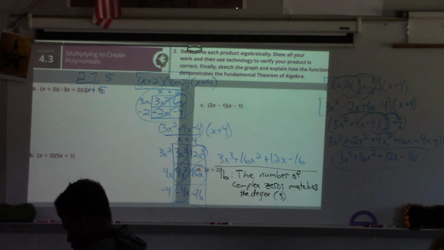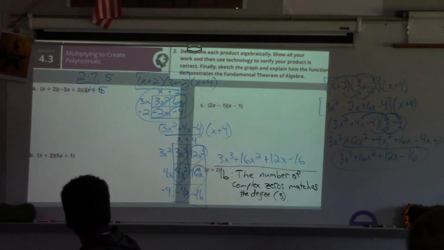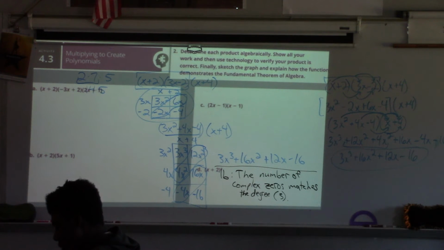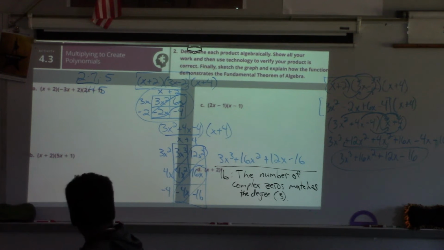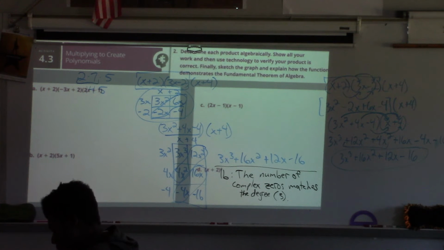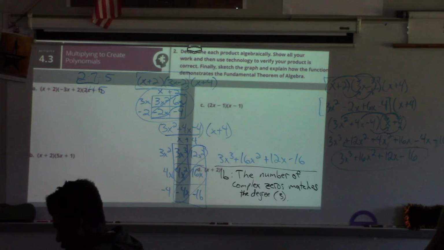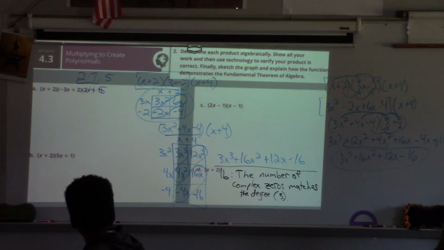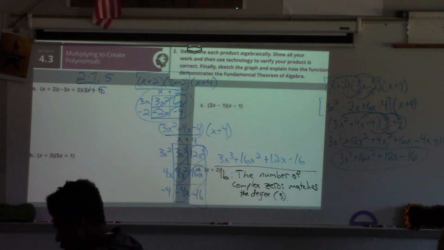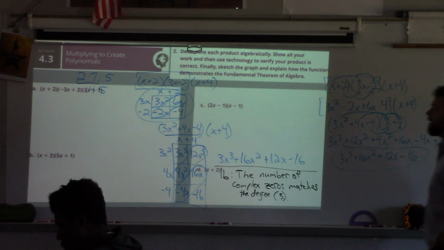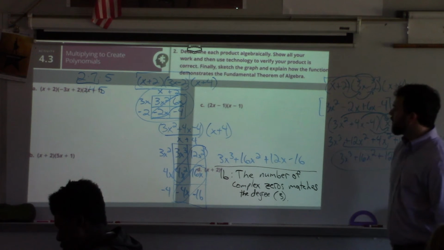Okay. So let's do this. Group 1, I want you to do A and B. Group 2 do A and B as well. Groups 3 and 4 you're doing C and D. There are four problems, but I need you to do 2 each. So group 1 you're doing A and B. Group 2 you're doing C and D.